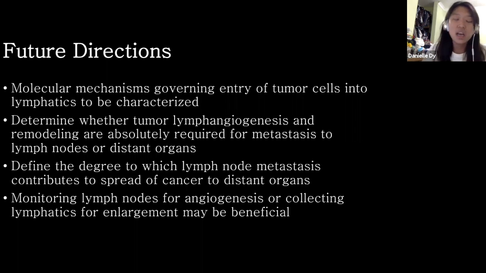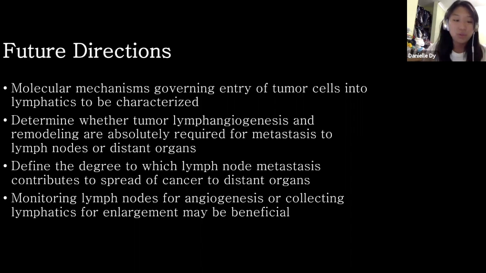Another one is they have to determine whether or not tumor lymphangiogenesis and remodeling are absolutely required for metastasis to lymph nodes or distant organs. So it's still the question of, is it blood, is it lymph? We're still trying to figure out, especially because the two, as we saw, are developing in a consecutive process, and how those factors can interact and influence each other. So that still has to be determined.